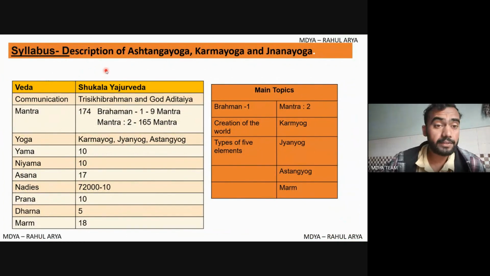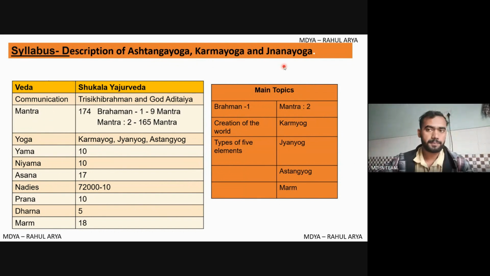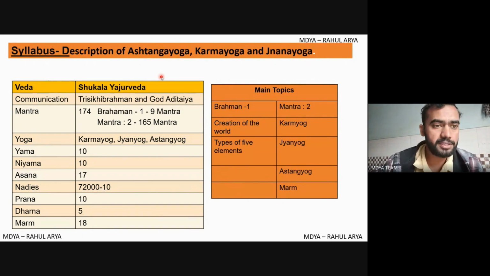In our syllabus, we have to study the Ashtanga Yoga, Karma Yoga, and Jnana Yoga. Please remember it: Ashtanga Yoga. In the exam you will get a direct question: which Upanishad is describing the Ashtanga Yoga? Trisikhi Brahmano Upanishad. Comparative study you do yourself, it's your task. It is related with the Sukla Yajurveda.